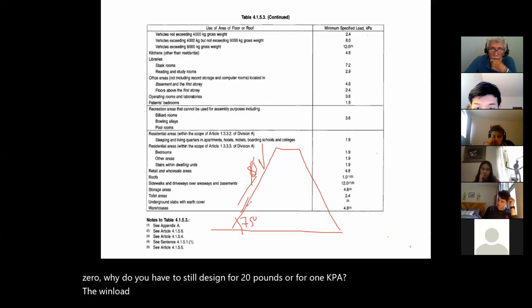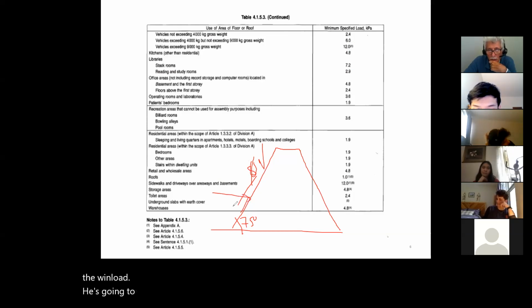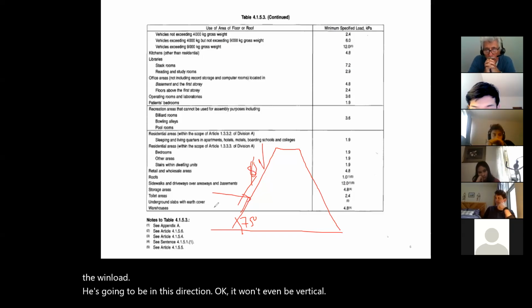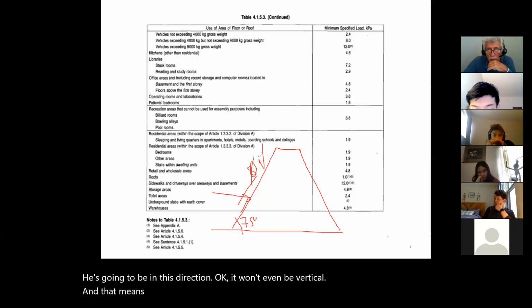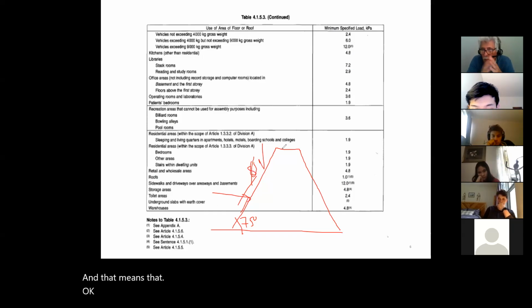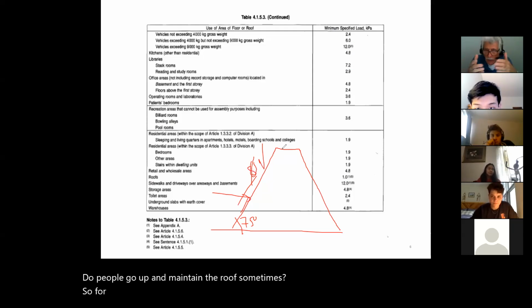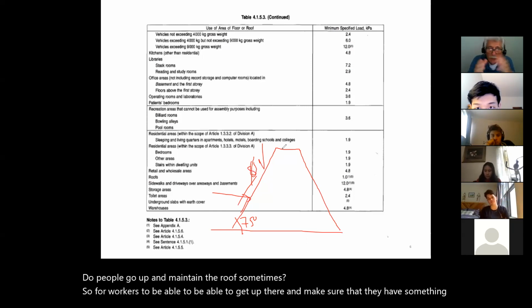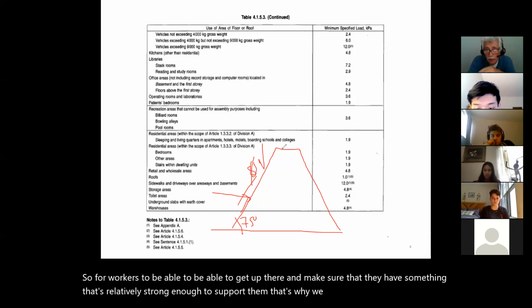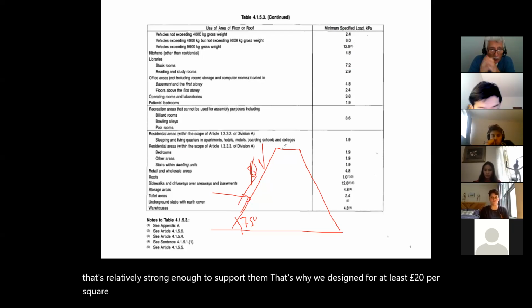The wind load is going to be in this direction, okay? It won't even be vertical. And that means that, okay, so do people go up and maintain the roof sometimes? So for workers to be able to get up there and make sure that they have something that's relatively strong enough to support them, that's why we design for at least 20 pounds per square foot, okay? So that's the minimum load that any structure should be designed for.